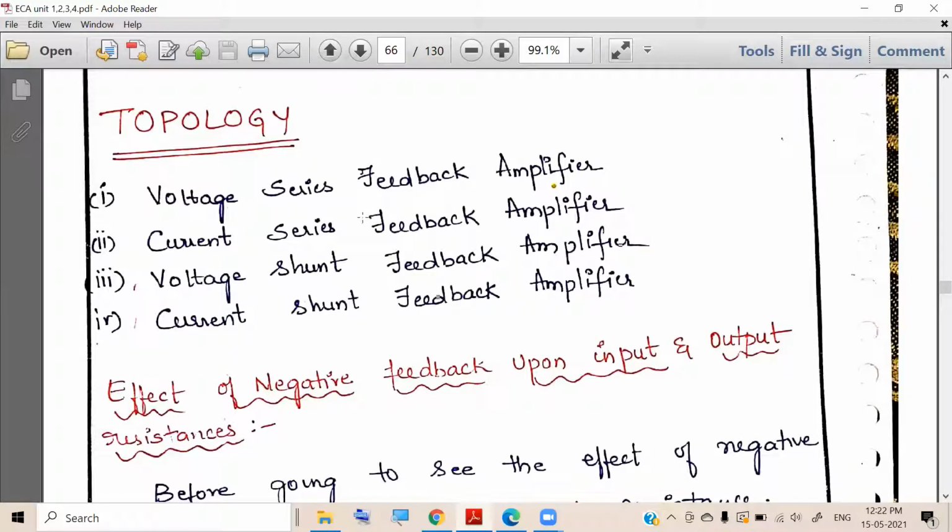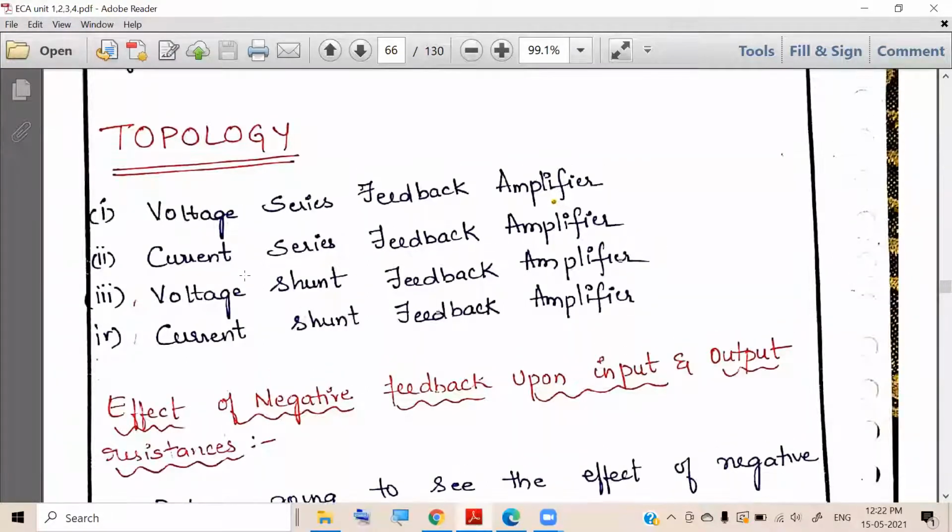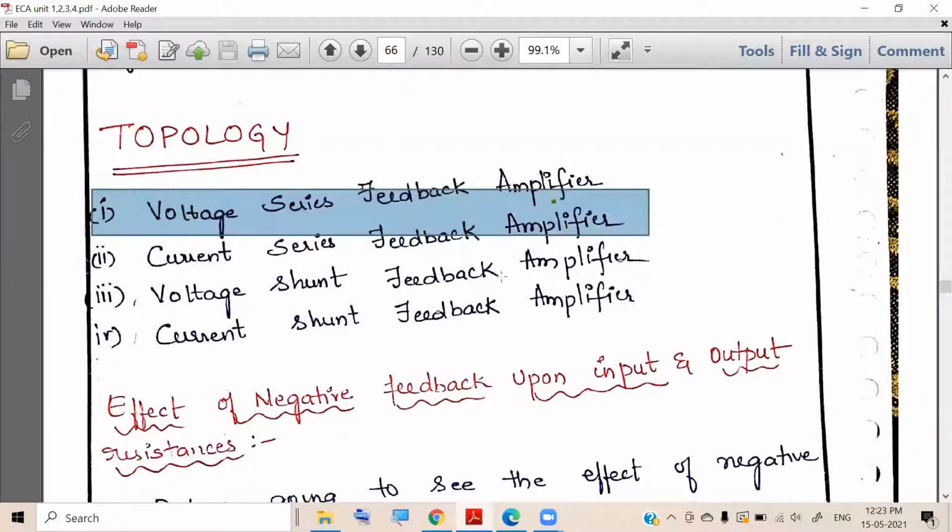Okay. In the previous class, we started discussing the four types of feedback amplifiers: voltage series feedback amplifier, current series, voltage shunt, current shunt. We already completed discussing voltage series feedback amplifier and current series feedback amplifier. These two we already completed. So in today's class, we will start discussing voltage shunt feedback amplifier.